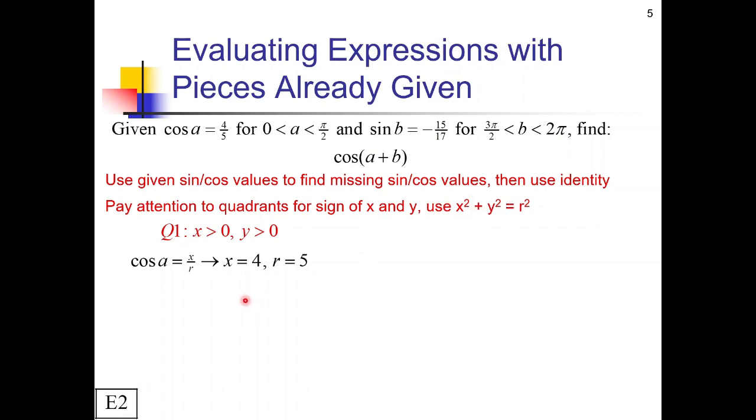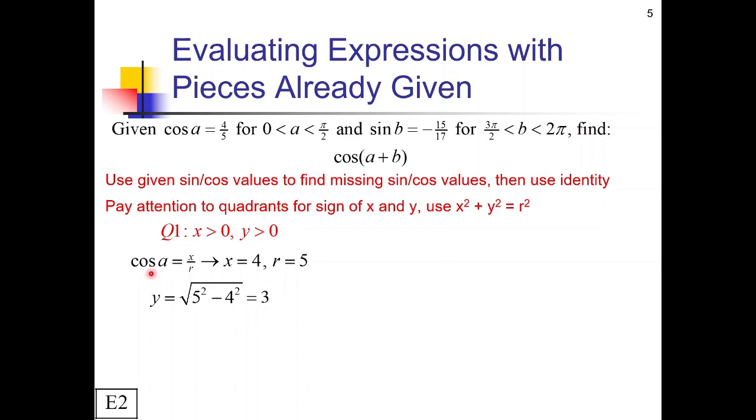That means if I want to find my y value, I need to do the r squared minus the x squared inside a square root. So I need the square root of 5 squared minus 4 squared. This is 25 minus 16, which is 9. Square root of 9 is 3. And I know this is a positive 3 because we already figured out y had to be positive.